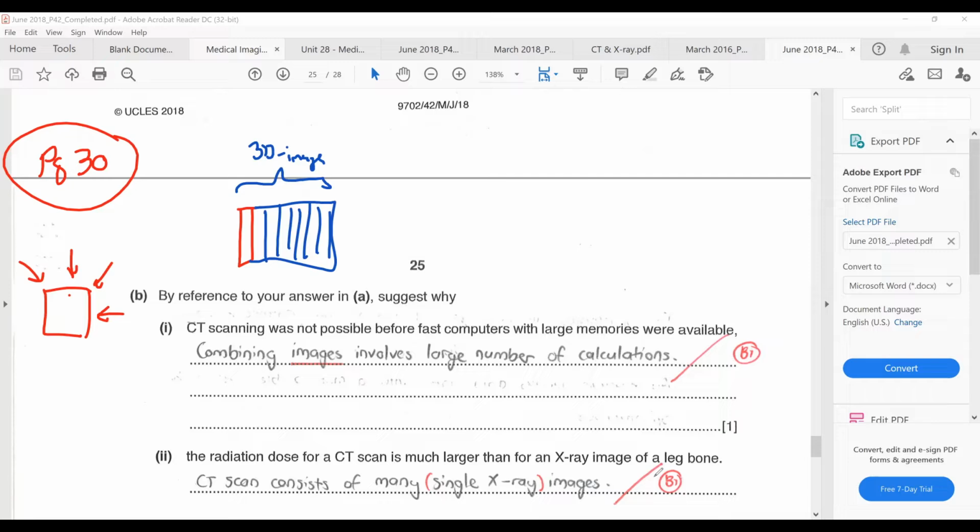Then for 2, they ask you why is the radiation dose for CT scan much larger than the X-ray image for a lab board? Because CT scan consists of many single X-ray images. You can imagine again that is what I say here. This is one single X-ray exposure. This is the second, this is the third, this is the fourth. And then you repeat it for all these slices. So it has many single X-ray images. So it is having a higher radiation dosage.